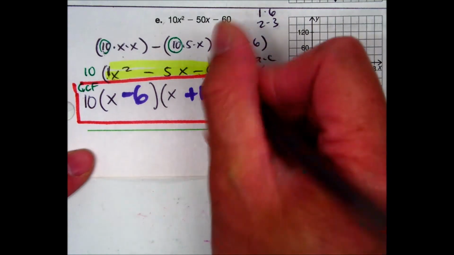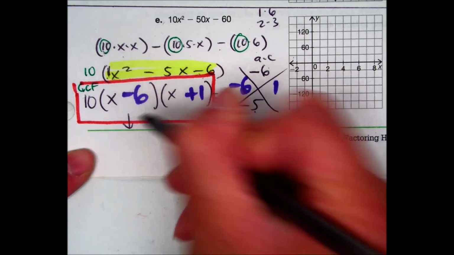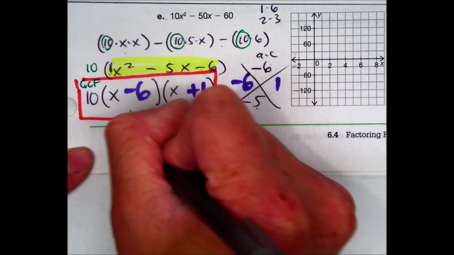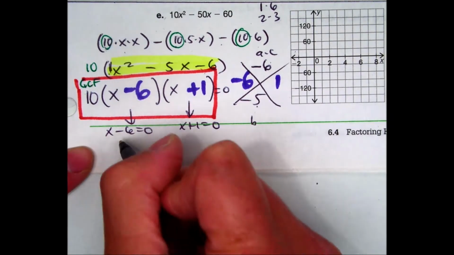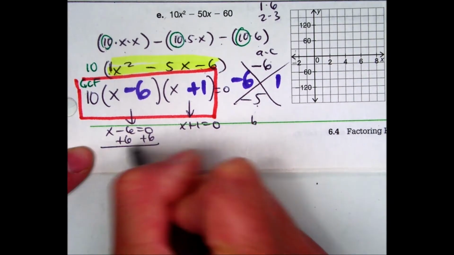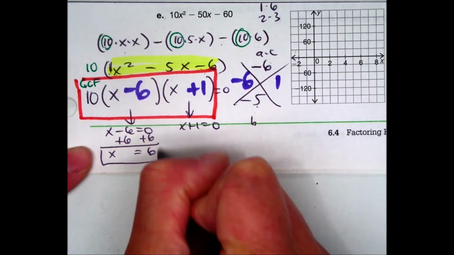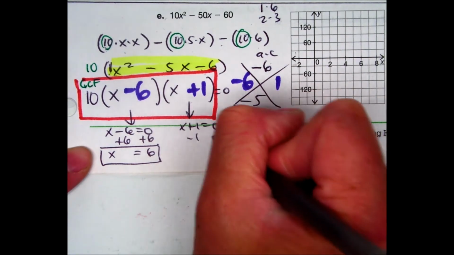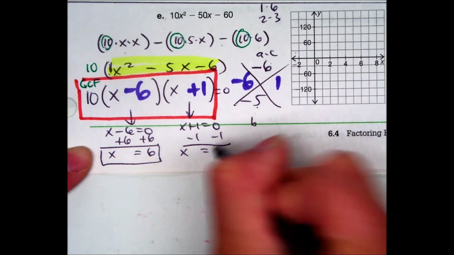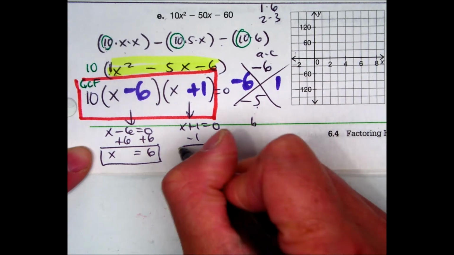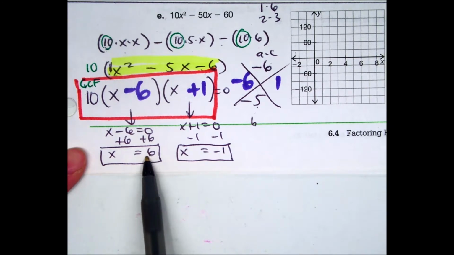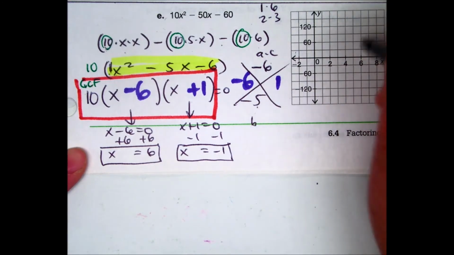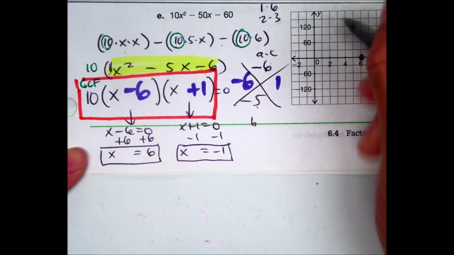Well, I can set it equal to 0 and apply the zero product rule. That means I'm going to set this equal to 0. I'm going to add 6 to both sides. x equals 6. Subtract 1. x equals what? Okay. Now on your graph, put your fingers where x is equal to 6 and x equals negative 1. Here and here.